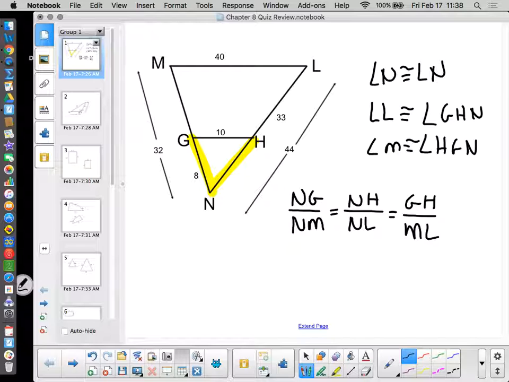Okay? Notice I do not have to use the line segment symbols here because these are the measurements of those segments that we use in the proportion. We use their measurement, so I don't need the symbol there.